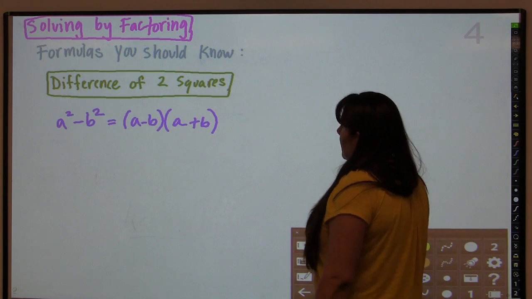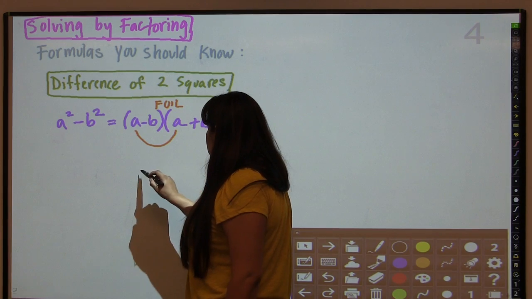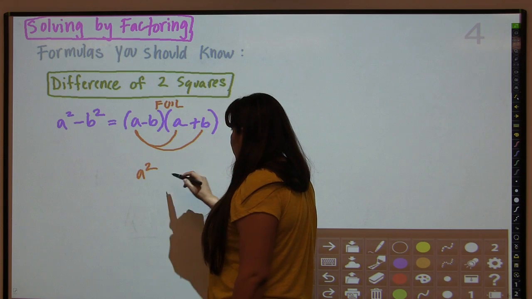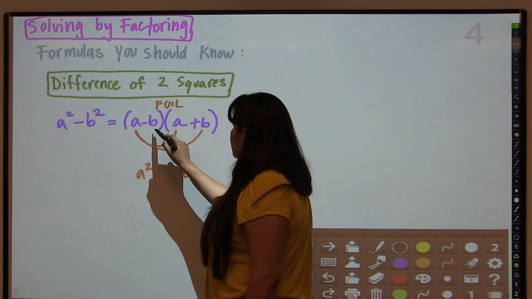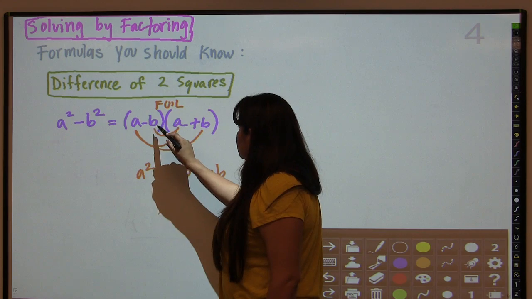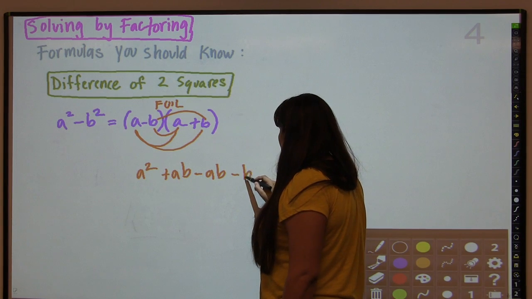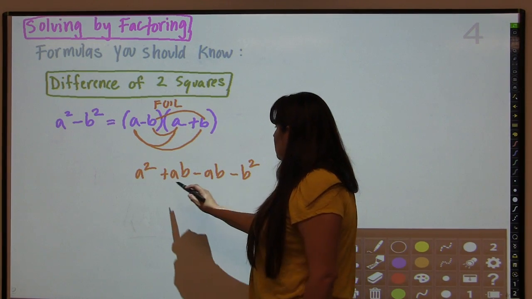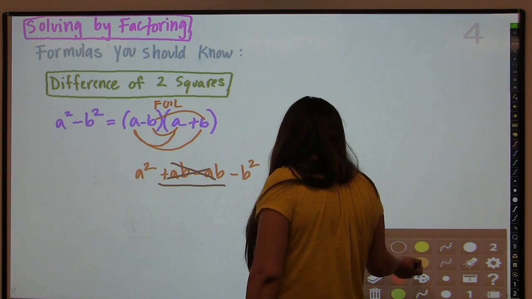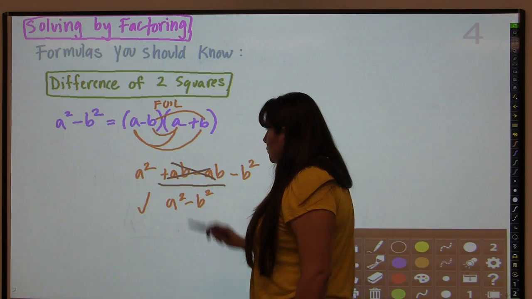So here we go. What we do to verify that it's true is FOIL. So first times first is a squared, a times a. Outside times outside is positive a times positive b, which is a positive ab. Inside times inside is a negative b and a positive a, so negative ab. And last times last is a negative b times a positive b, which is a negative b squared. You will notice that the two middle terms here, positive ab, negative ab, cancel. They equal 0. And that is how we in fact get a squared minus b squared. So that's how we verify that that is in fact true.